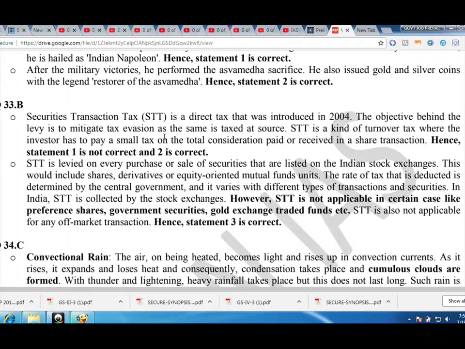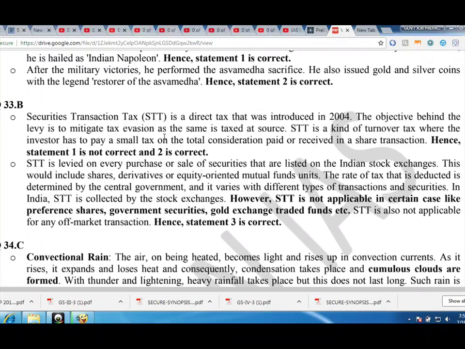STT is levied on every purchase or sale of securities that are listed on the Indian stock exchanges. This would include shares, derivatives or equity-oriented mutual funds units. The rate of tax that is deducted is determined by the central government, and it varies with different types of transactions and securities. In India, STT is collected by the stock exchanges.